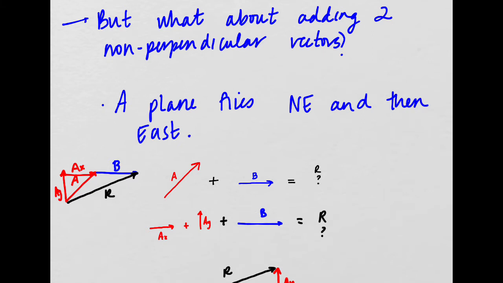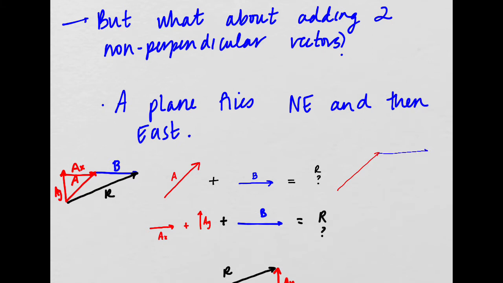So remember here we have a plane that's flying northeast. This is our A vector here, and then directly east. So how do we find our resultant? So remember it's going to look something like this. We have northeast and then directly east.